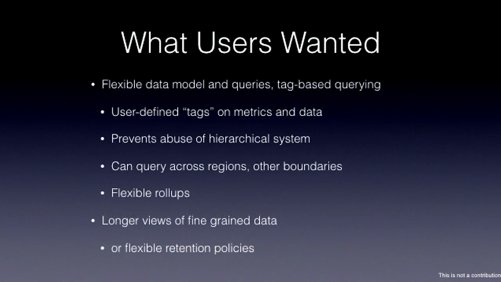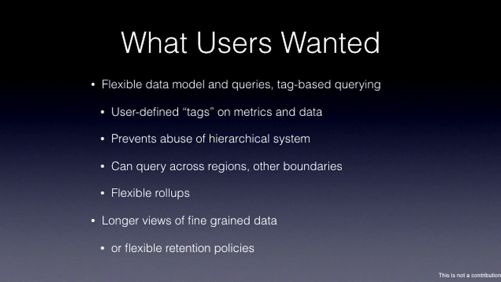And some feedback that we got from users of existing systems is that folks want a flexible data model. They want to be able to tag their metrics with different values, to organize their metrics in different ways, to query across them, and to not be restricted by certain data models. For example, a hierarchical data model would restrict you to querying at certain levels of the hierarchy, but that's not what users wanted.